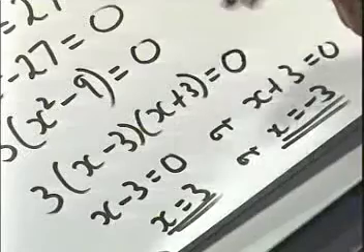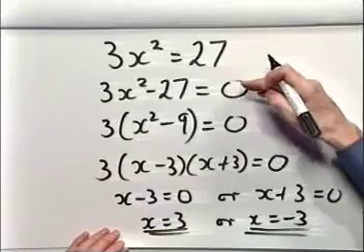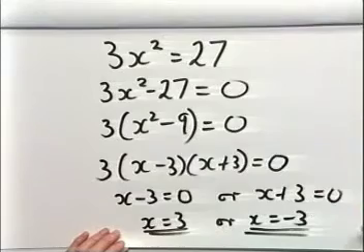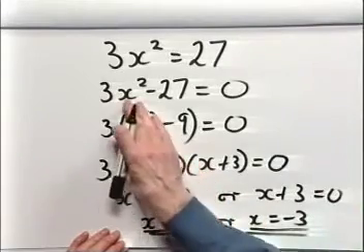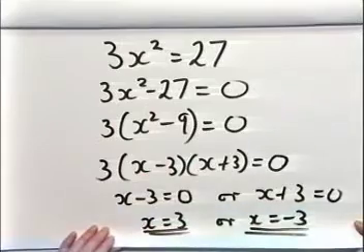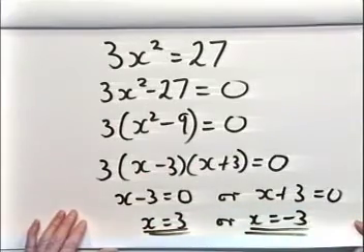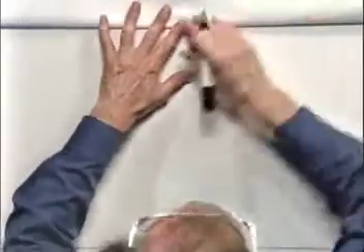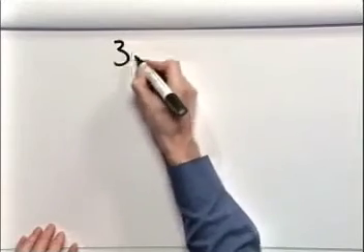Let's just recap there what we did. First of all, we put everything equal to 0. Then we extracted, took out any common factors. Why should you do that? Well, let's just run through this one again.